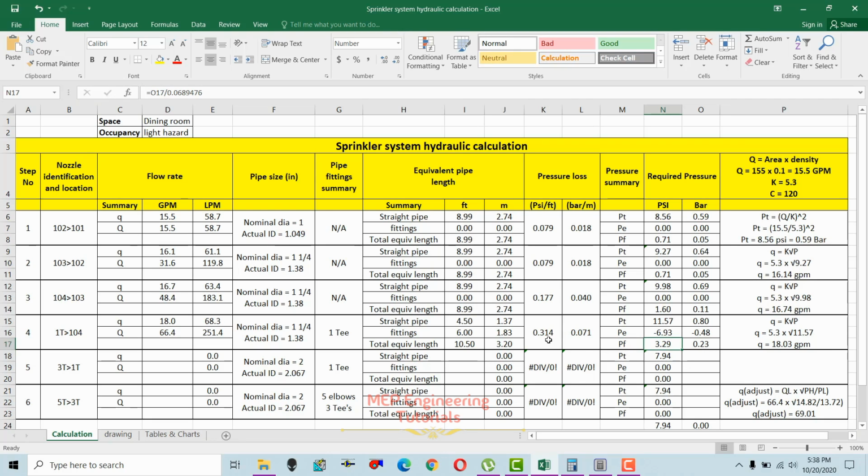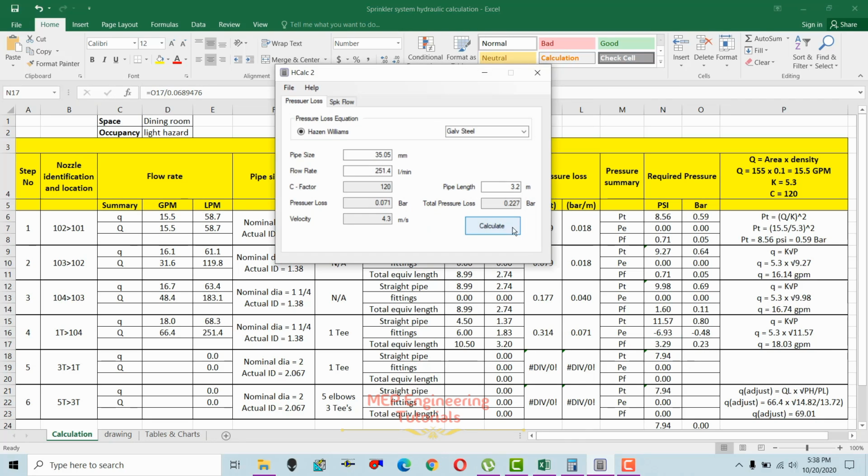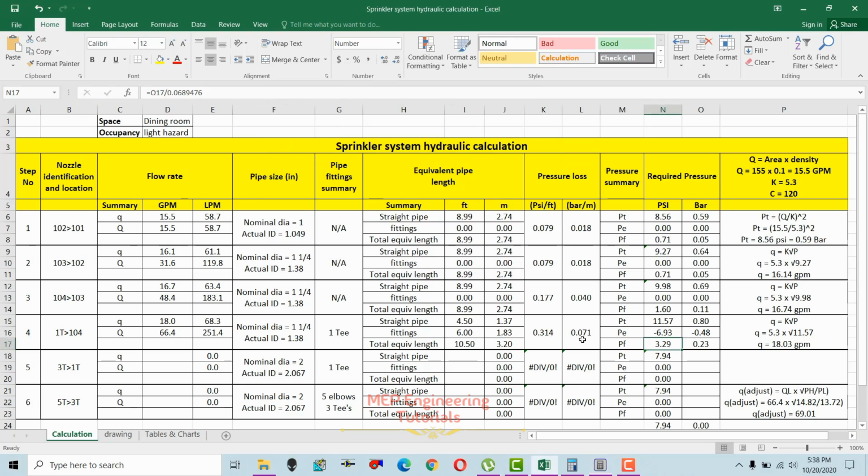Or you can check one thing here directly. This is the pressure loss per meter of the pipe, that is 0.071. Or you can just convert it and then calculate it accordingly. So this one is done.